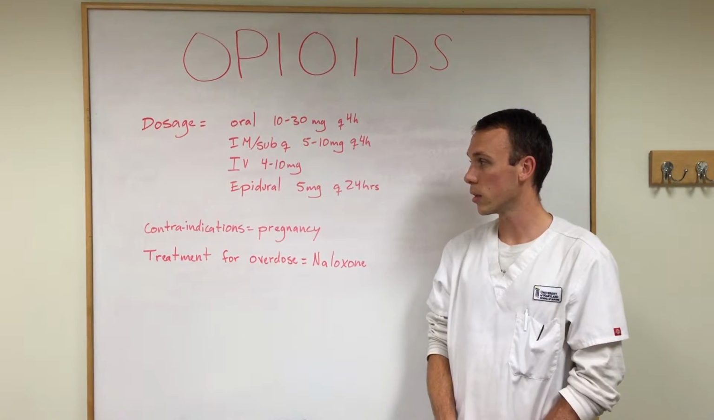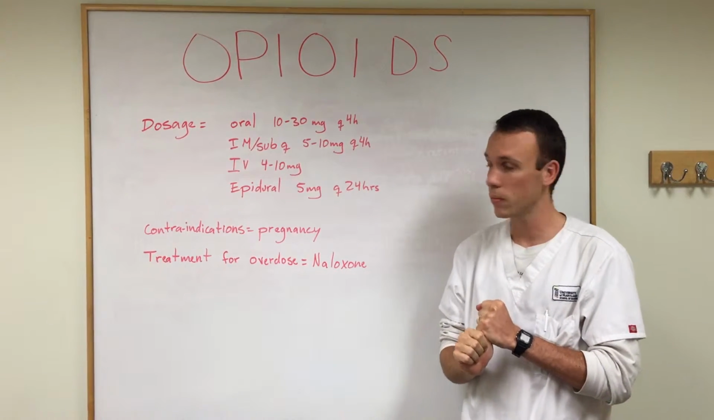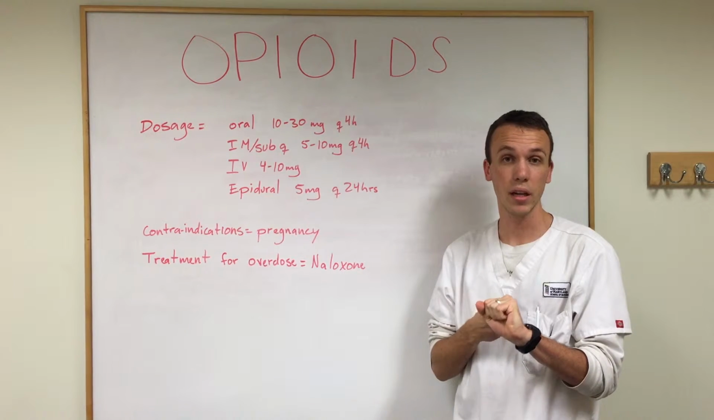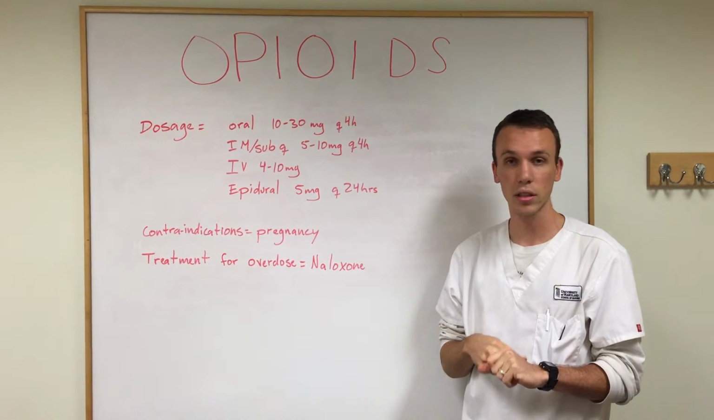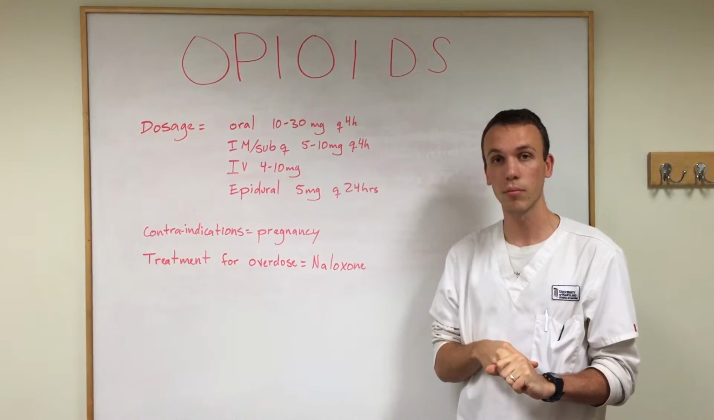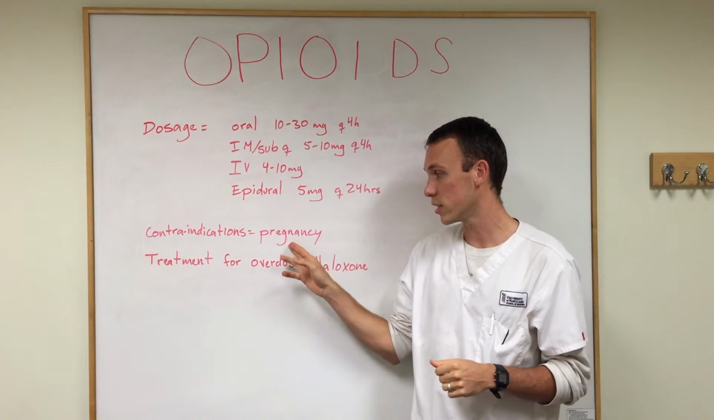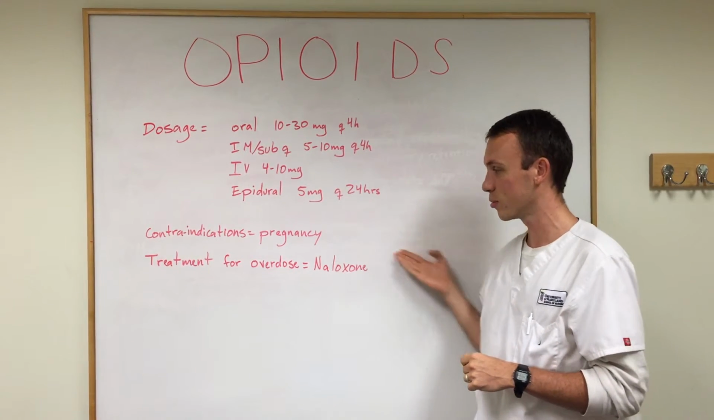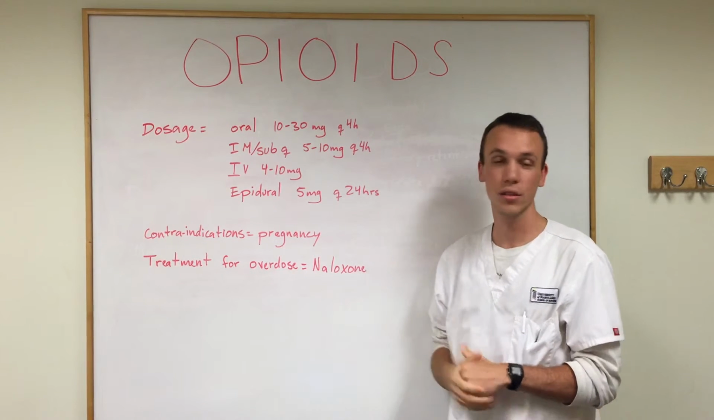Things that would affect the dosage would be liver failure, because you're affecting the metabolism. The amount of pain, if they're in higher pain, they might get a higher dosage. And the third one is tolerance to opioids. If they've been taking opioids for a long time, they might require a higher dose. Contraindications include pregnancy and neonates, which is not written here. And then also the treatment for overdose is naloxone.